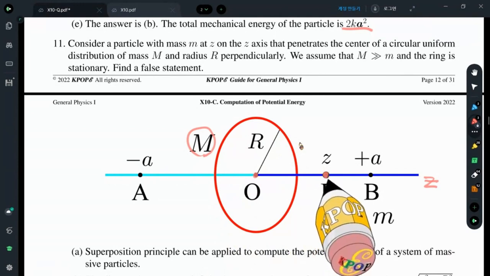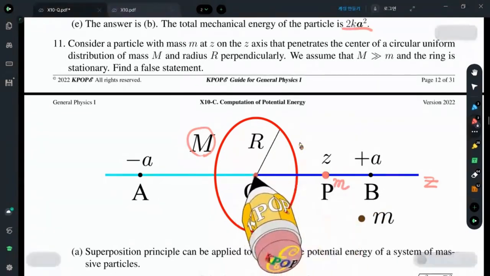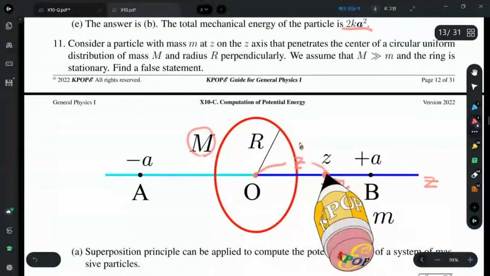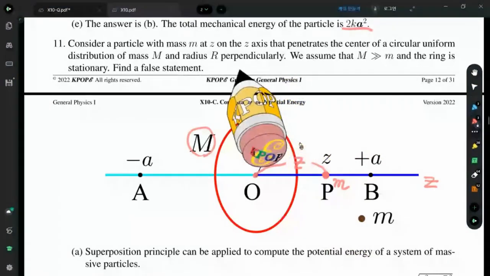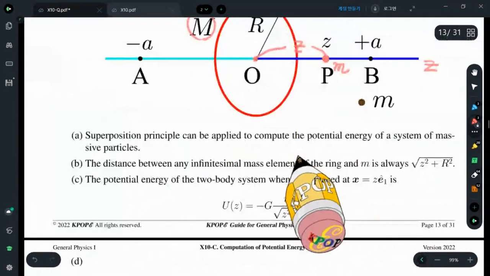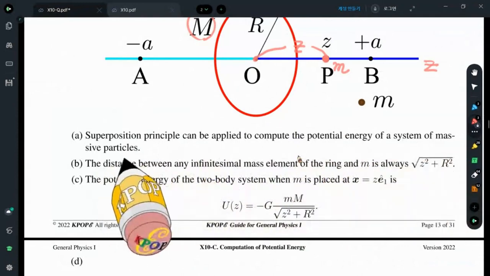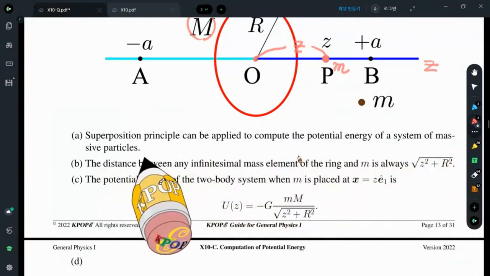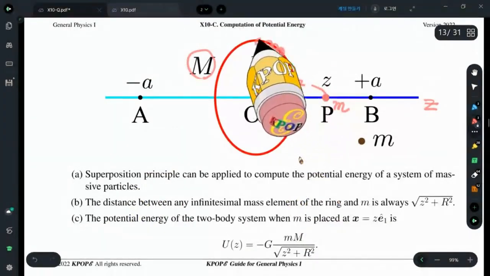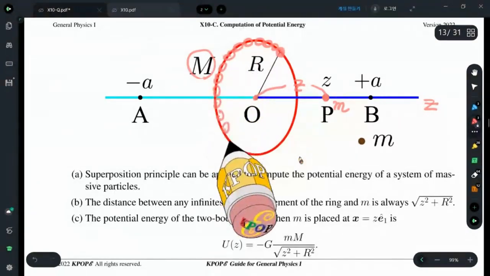And the distance from this point mass small m to the center is z. So these are fixed points. The superposition principle can be applied to compute the potential energy of a system of massive particles. That means, for example, this part, I can collect all of the components of the potential energy all together.